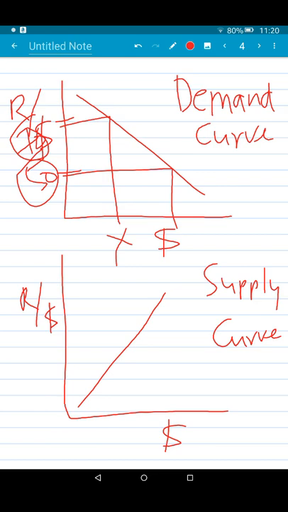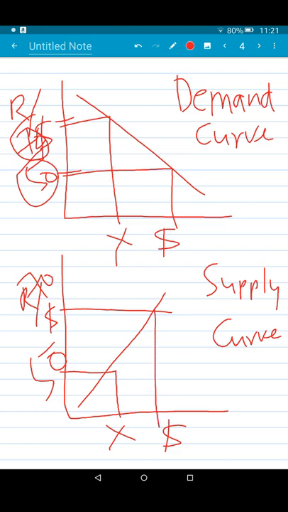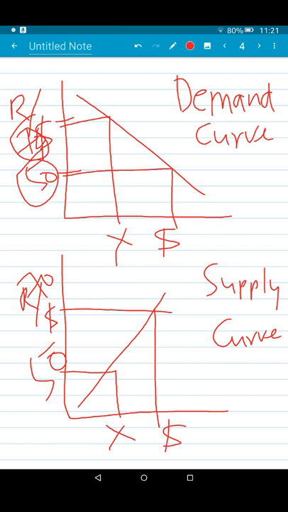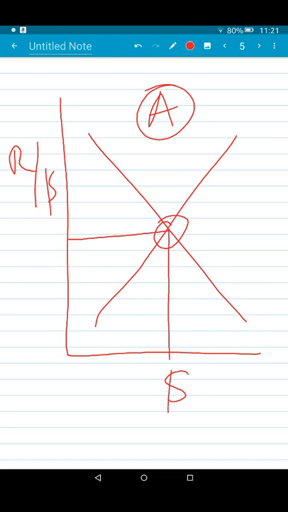Now supply. When the rate was 50 rupees per dollar, the supply was X. But when it becomes 70, then more and more people want to sell dollars in the market, thus increasing the supply. This is called the supply curve. The exchange rate is determined at the intersection of these two. This is the demand curve, this is the supply curve. The point where they intersect determines the value of the exchange rate.